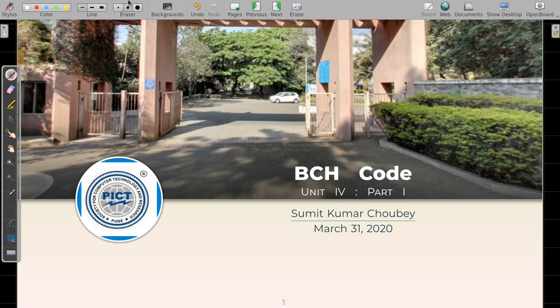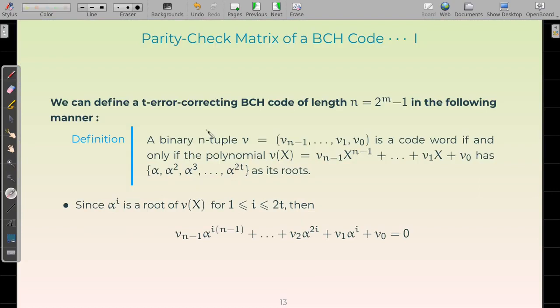My name is Smith Kumar Chaube and today we are going to discuss the parity check matrix for the BCH code. We can define the code word of a BCH code in the following manner: a binary n tuple v is a code word if and only if the polynomial v(x), which is defined as v(x) = v_{n-1}x^{n-1} + all the way up to v_0, has alpha, alpha square, alpha cube and alpha to the power 2t as its roots.